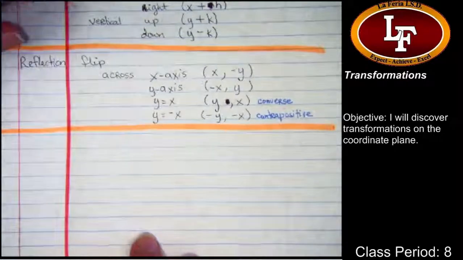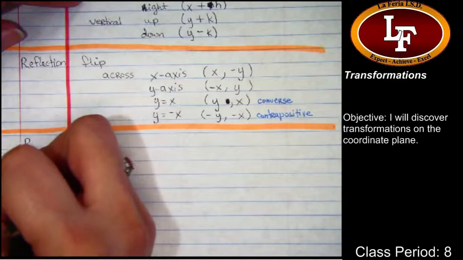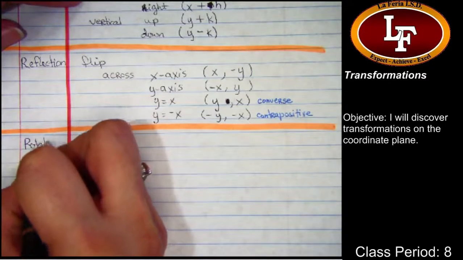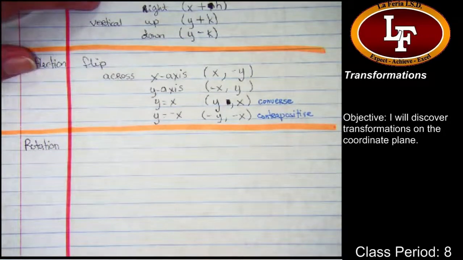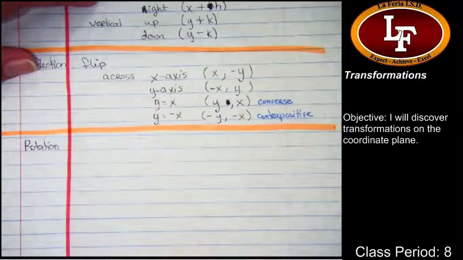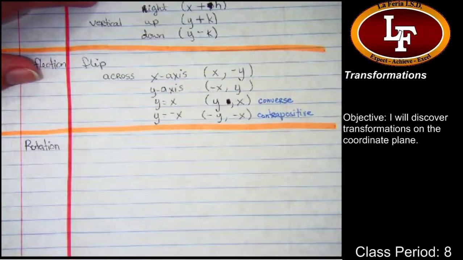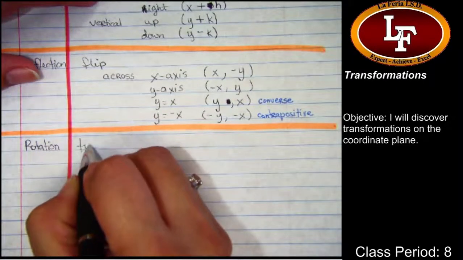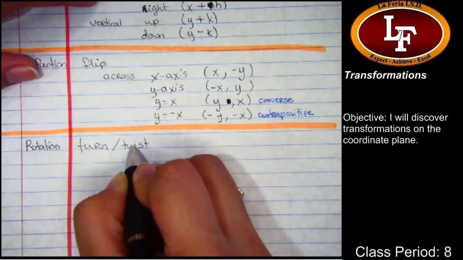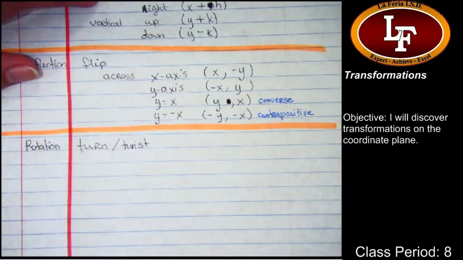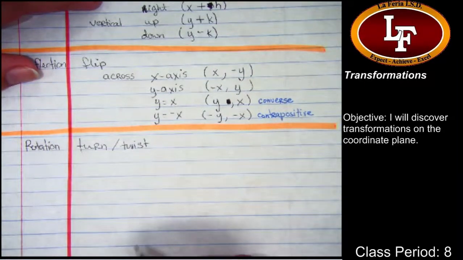The last word that we have today for transformation is rotation. What's a rotation? When everything turns around. So rotation is some sort of turn. You can also call it a twist.